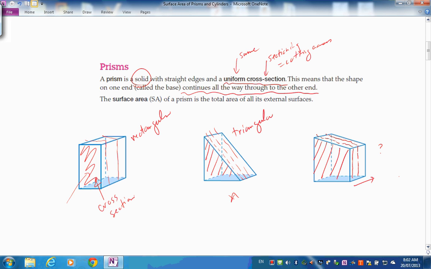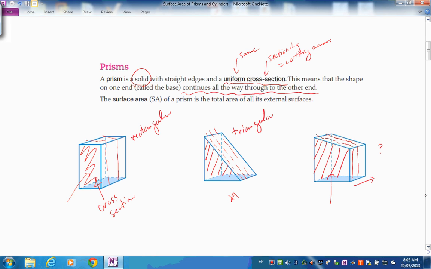So what would you call this? Well, this is really a trapezium, isn't it, on the end here, a trapezoidal prism. We don't worry too much if the shape changes like that, but you could call that a trapezoidal prism.